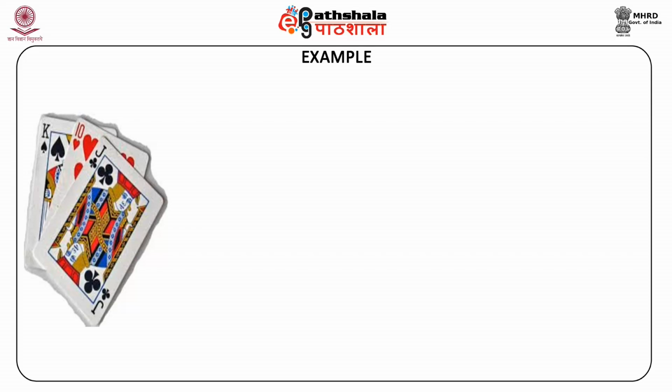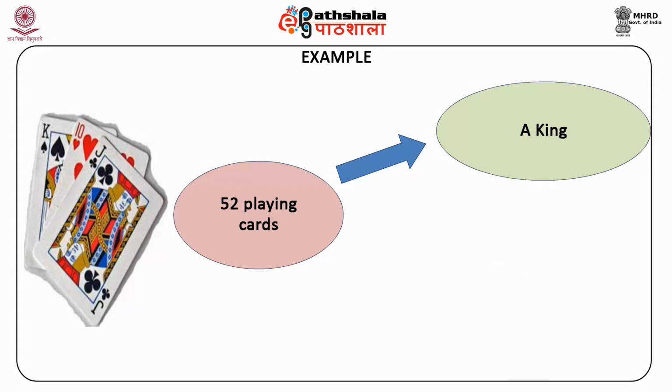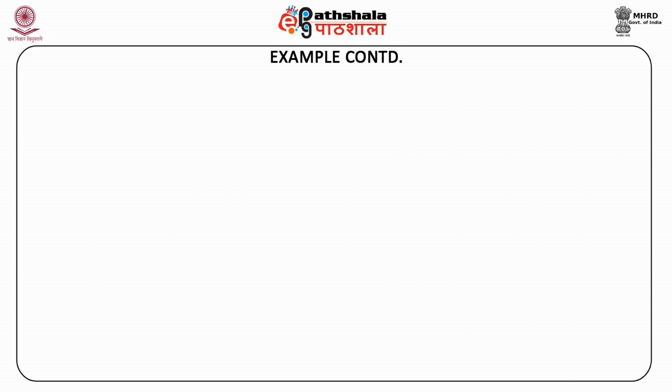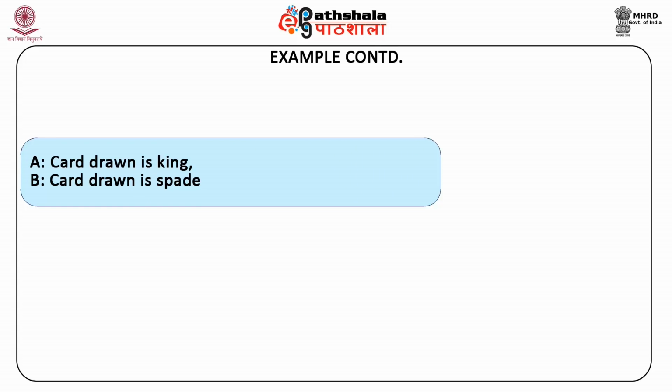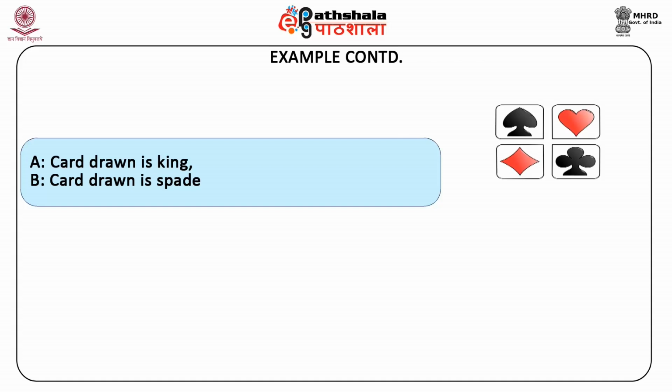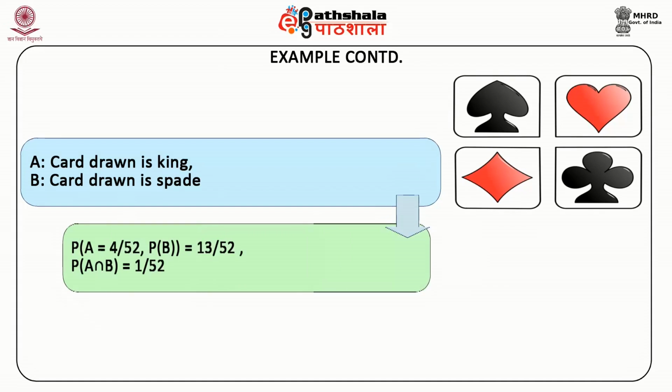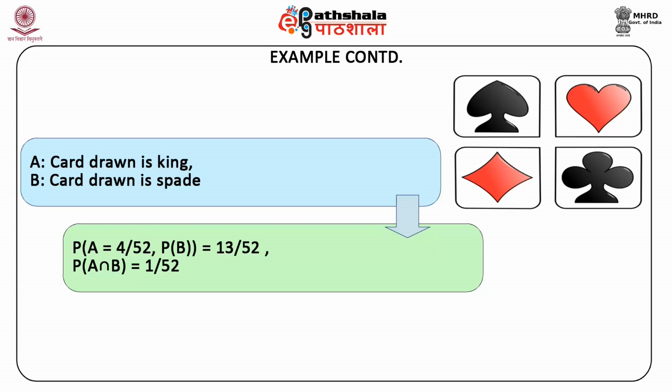A card is drawn at random from a deck of 52 playing cards. Find the probability that the card drawn is either a king or a spade. Solution. Let A be the event that the card drawn is a king and B be the event that the card drawn is a spade. Therefore, probability of A is equal to 4 by 52, probability of B is equal to 13 by 52, probability of A intersection B is equal to 1 by 52, since a card which is a king and a spade is 1.